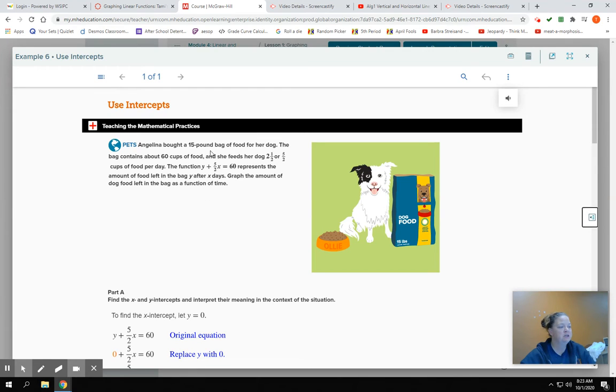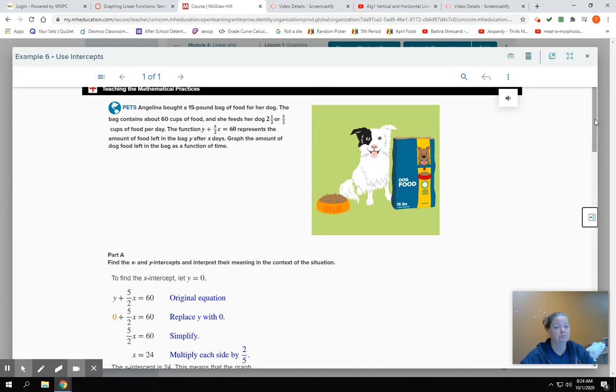Angelina bought a 15-pound bag of food for her dog. The bag contains about 60 cups of food, and she feeds her dog 2.5, or 5 halves, cups of food per day. The function y + 5/2 x = 60 represents the amount of food left in the bag, y, after x days. Graph the amount of food left in the bag as a function of time.